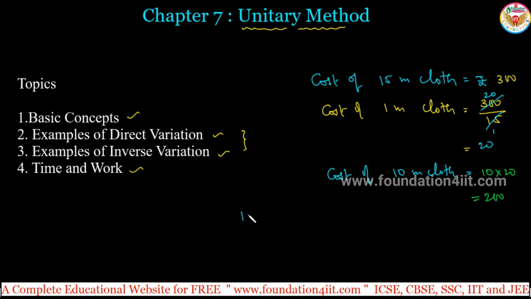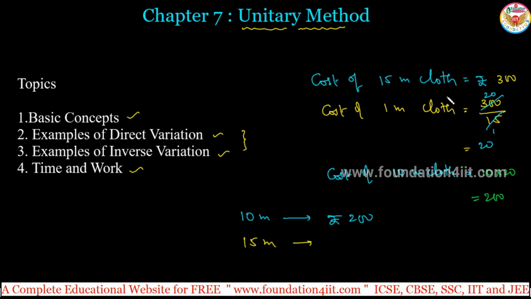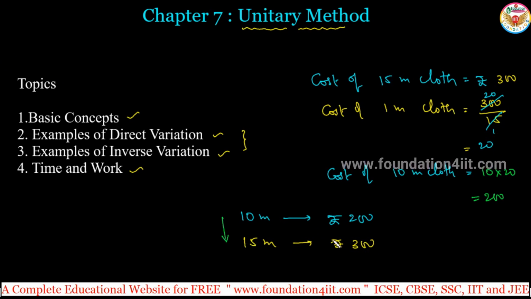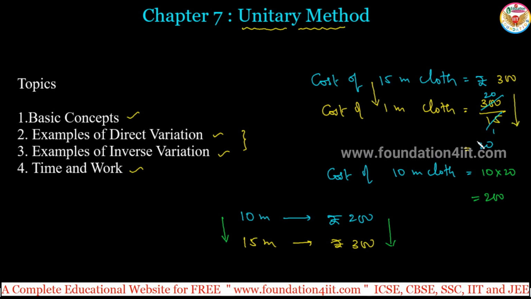That means 10 meters cloth, we got in this example 200, and 15 meters cloth is rupees 300. So one quantity is increased, 10 to 15, and in the same way the second quantity also increases. And if one quantity is decreased, like 15 to 1 meter, it became 300 to 20. So an increase in one quantity causes an increase in the other, and a decrease in one quantity causes a decrease in the other. This is the condition for direct variation.